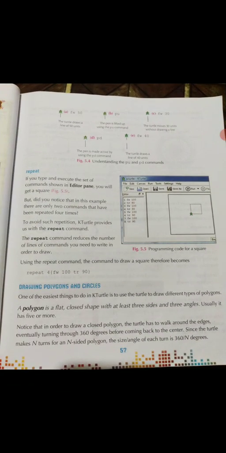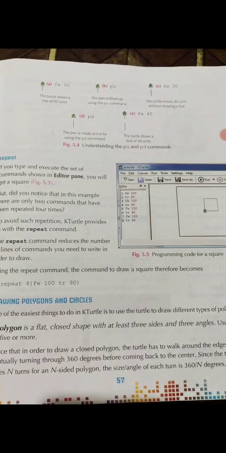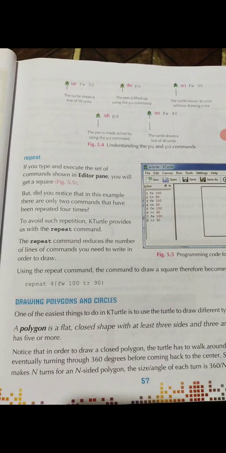Then students, we will move to the next part on page number 57. That is your repeat. If you type and execute the set of commands shown in the editor pane, you will get a square. But did you notice that in this example, there are only 2 commands that have been repeated 4 times? To avoid such repetition, KTurtle provides us with the repeat command.